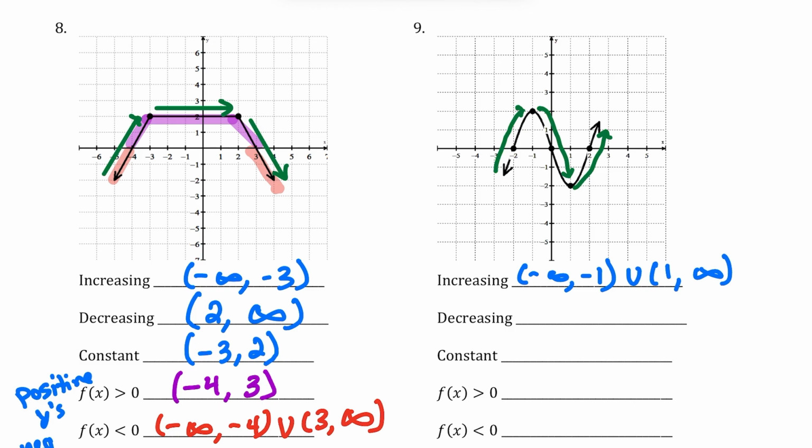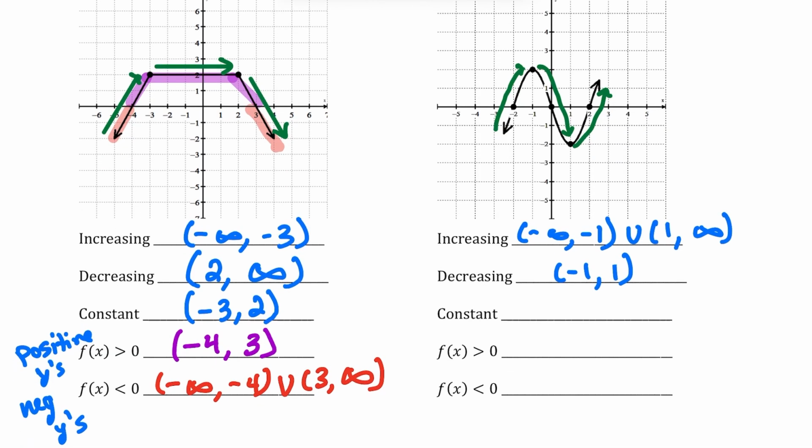When does it decrease? Well, that green arrow that I drew down in the middle between -1 and 1 is when it decreases. When is it constant? When is it a horizontal line? Well, never. So it's never constant. Where is the function positive? Well, again, that's where it's above the x-axis, so here and here. It's negative down here and down here.